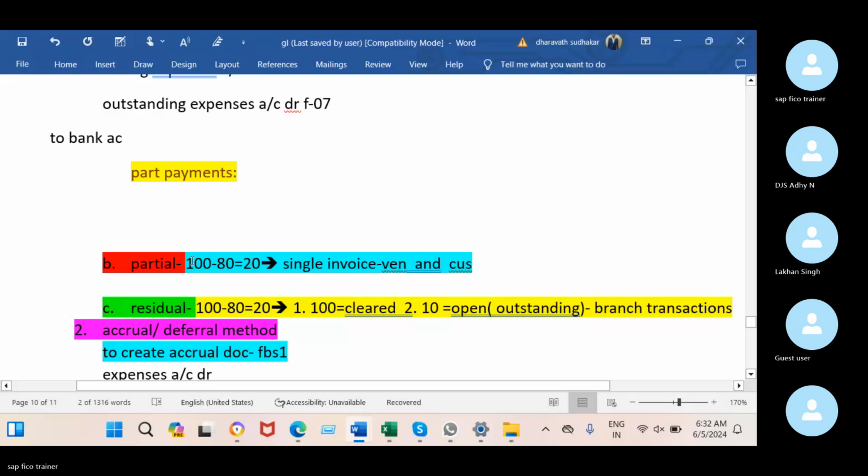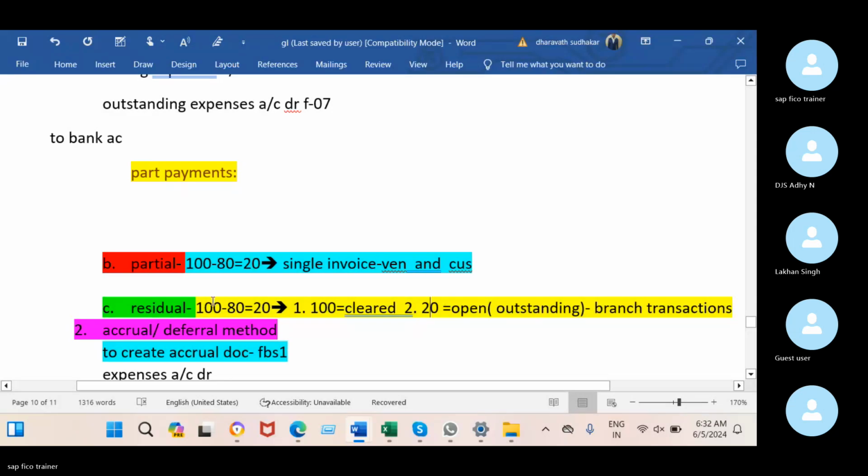Just imagine what I told you. If you want to make a 100 rupees payment to the outstanding, and you paid only 80, what is the balance? 20. In partial, all the transactions will be at a single place in the single invoice. In the case of residual, you want to make a payment of 100 rupees, but you paid 80. What is the outstanding balance? 20. Here, actually you paid 80, but the system will show 100 as cleared, and again the system will generate a new invoice for 20 as open, that is outstanding.